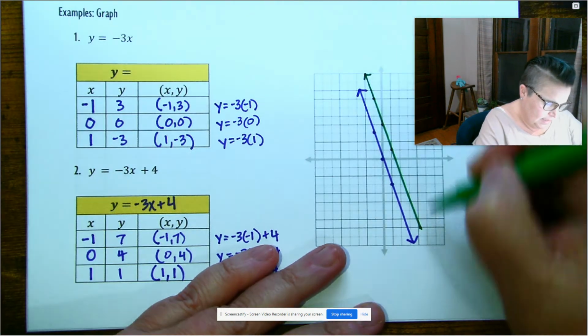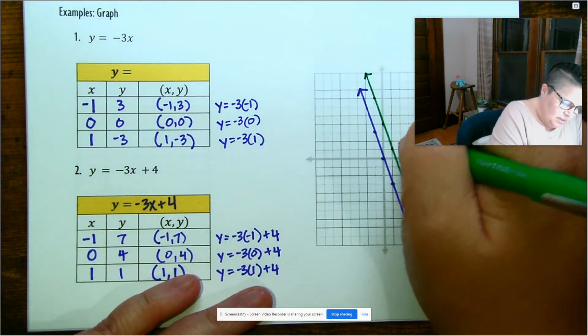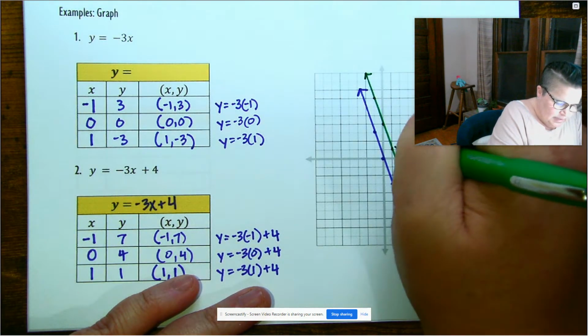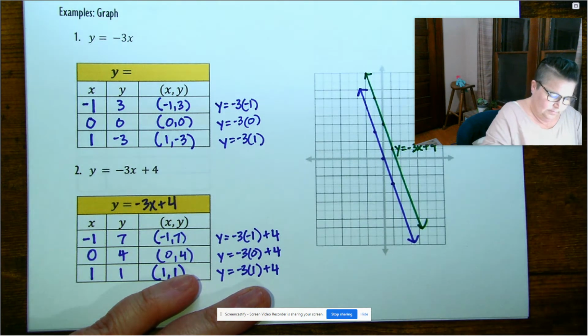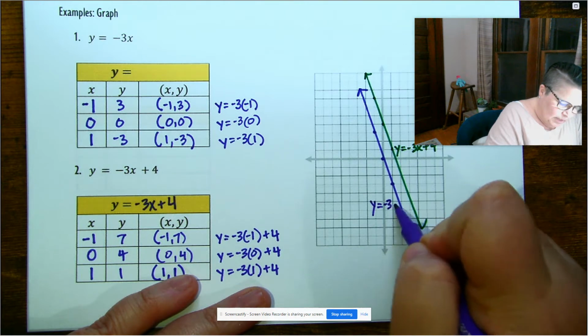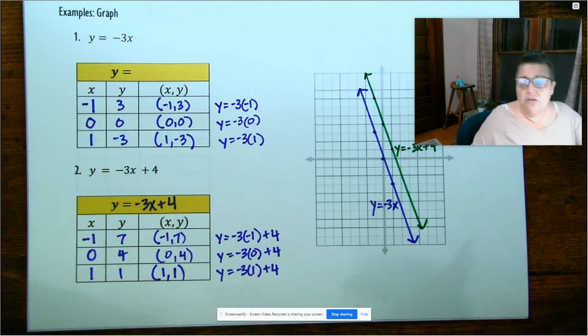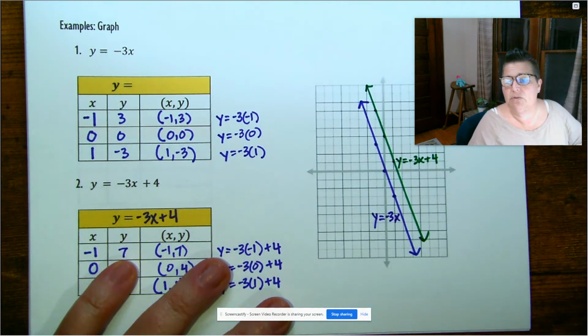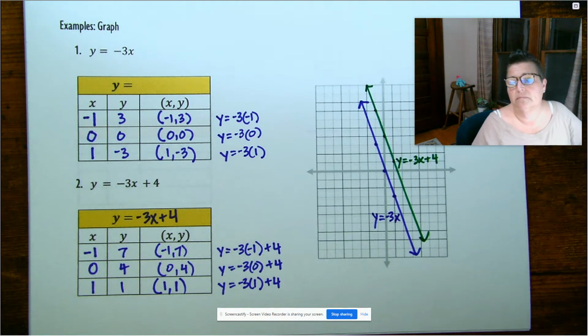here I have a second line. This line is y equals negative 3x plus 4. This purple line was just y equals negative 3x. Do you notice anything about those two lines? Is there a name that we have for those two lines? Two lines that never meet and always run in tandem?